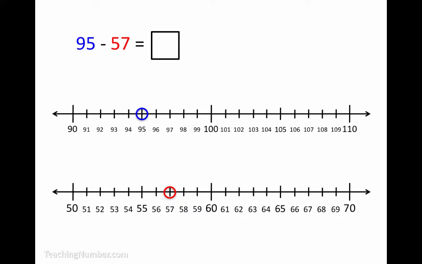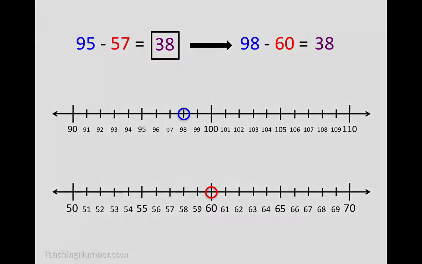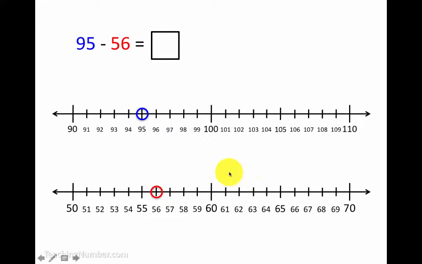When we are subtracting 7 ones, we know that we will need to add 3 to the subtrahend to reach the nearest 10, so we will also need to add 3 to the minuend. In this case, we can show that 95 minus 57 is the same as 98 minus 60, so the difference or distance is 38. If the subtrahend contains 6 ones, we know we will need to add 4 to get to the next 10, so we will also have to add 4 to the minuend. In this case, we have shown that 95 minus 56 is the same as 99 minus 60, so the difference or distance is 39.